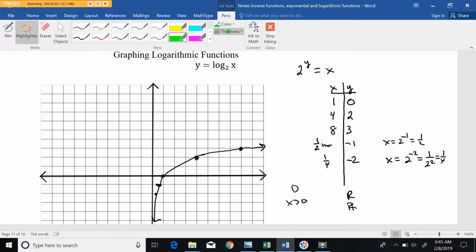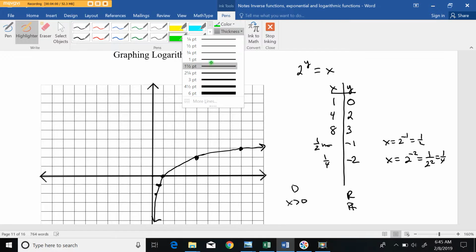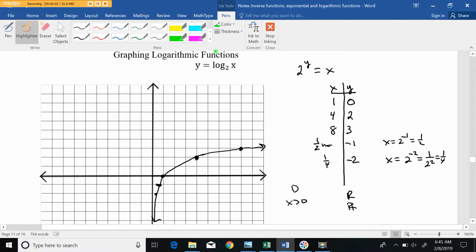Let me use green here. And look at what happens when we plot the inverse of this function. This went through 1, 0, so the inverse would go through 0, 1, and then 2, 4, and then 3, 8, and then -2, 1/4. And that's probably enough to sketch it. I'm going to sketch this in green.